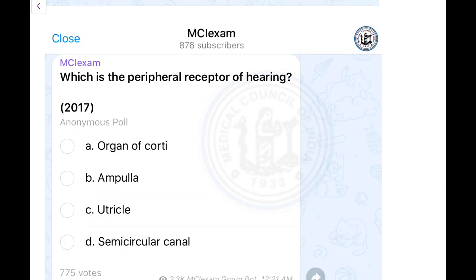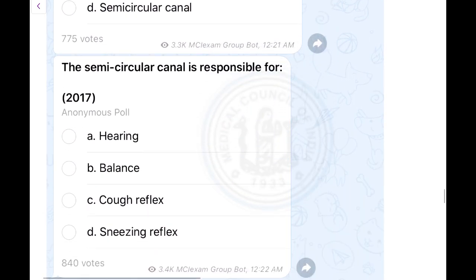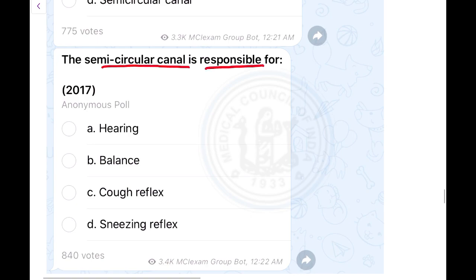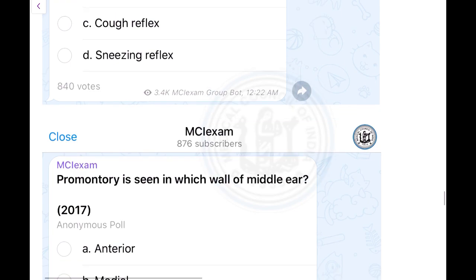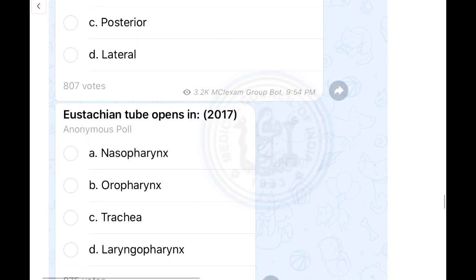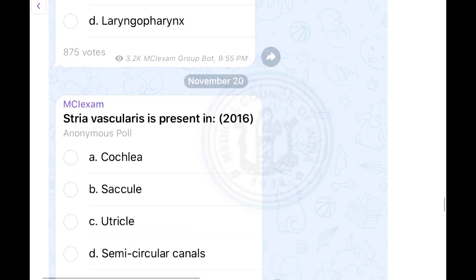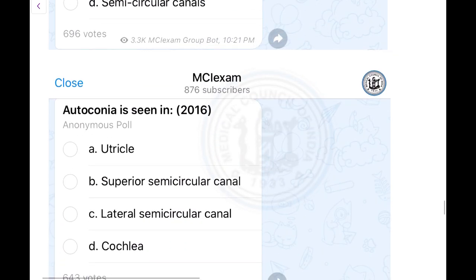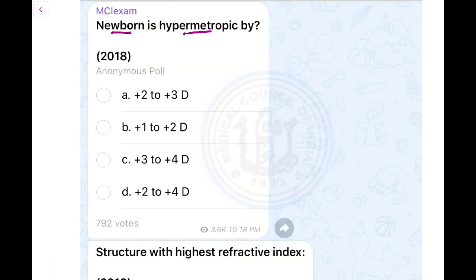Which is the peripheral receptor of hearing? The organ of Corti. The semicircular canal is responsible for balance. Promontory is seen in which wall of the middle ear? On the medial wall. Eustachian tube opens in nasopharynx. Stria vascularis is present in cochlea. Otoconia is seen in utricle. Newborn is hypermetropic by +2 to +3 diopter.